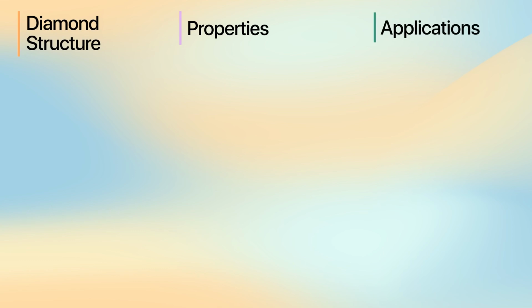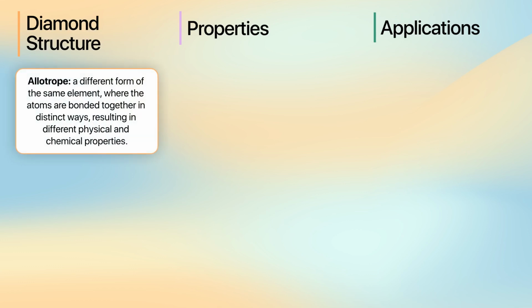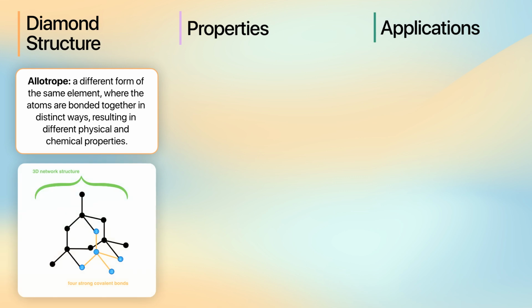To sum up today's lesson, we delved into the structure, properties, and applications of diamond. We started off defining allotropes, different forms of the same element with different structures, and then delved into the specific structure of diamond. We discovered that each of its carbon atoms forms 4 strong covalent bonds with neighboring carbon atoms. We highlighted several key properties resulting from this structure.